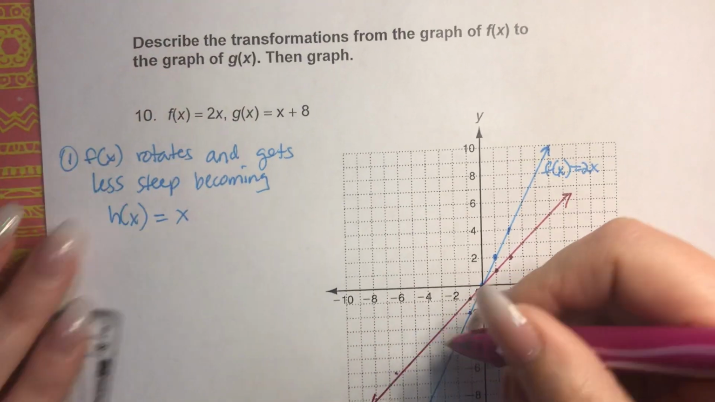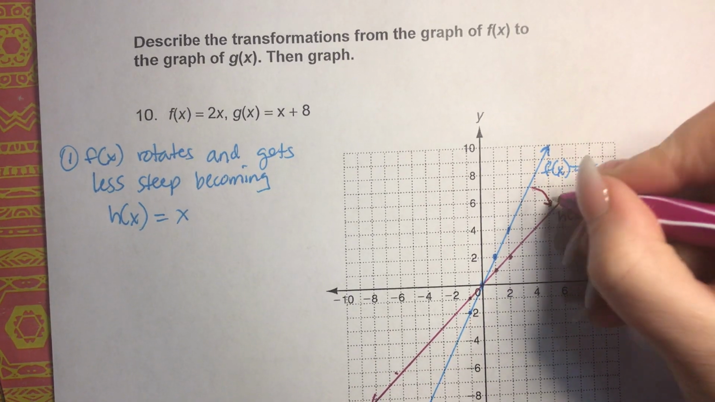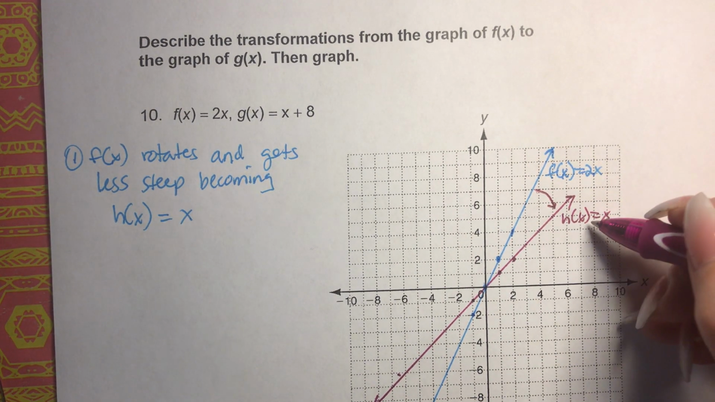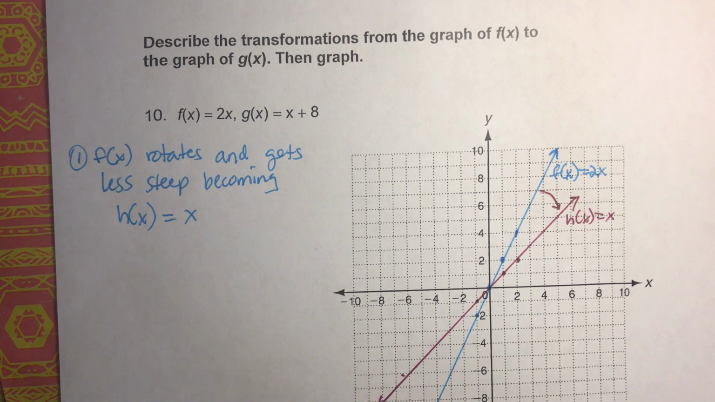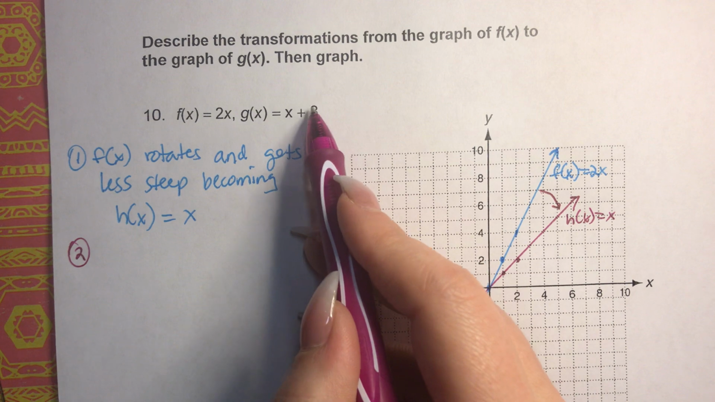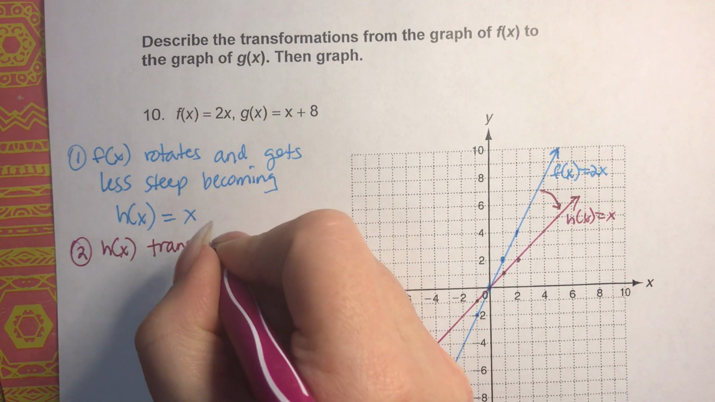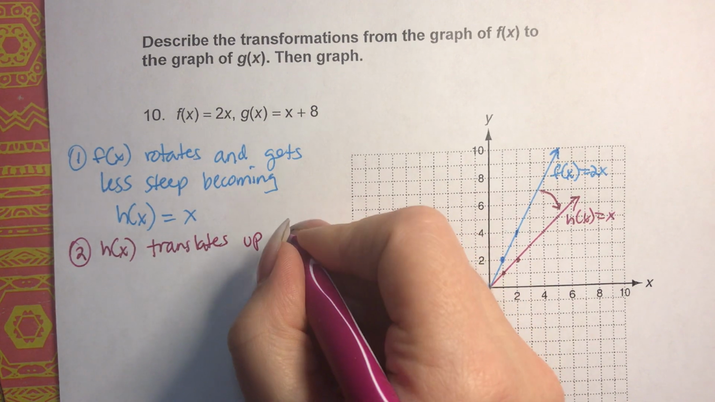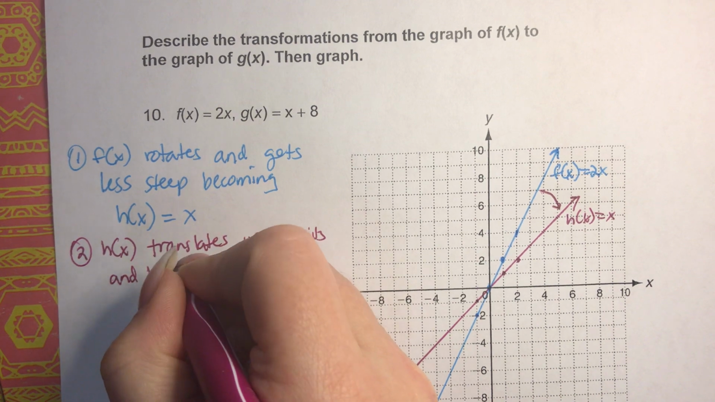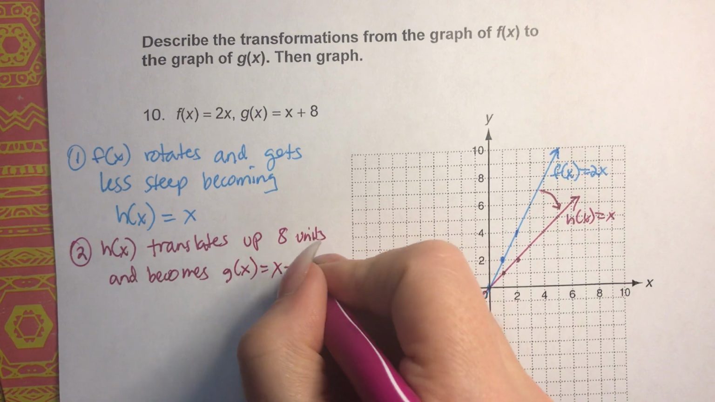Okay. So this becomes h of x, and you can see that we start here at f of x and then it gets less steep and becomes this line. So now we're at h of x equals x. And then what happens? The y-intercept here is 0, and then it shifts up to 8. So we're going to say h of x translates up 8 units and becomes g of x equals x plus 8.